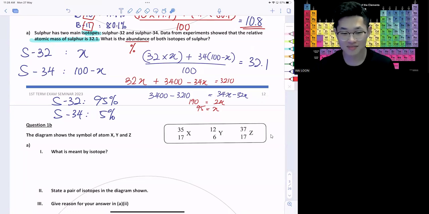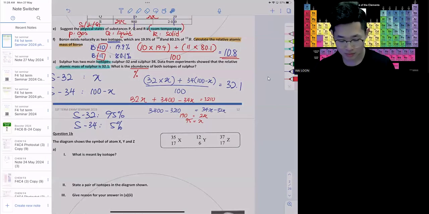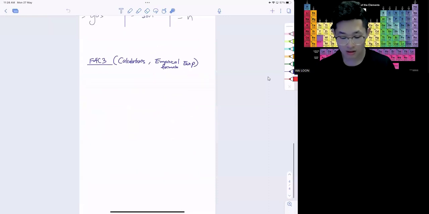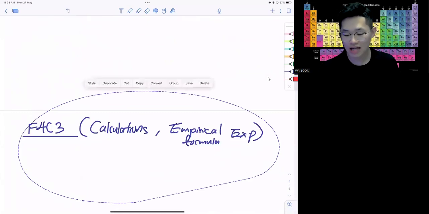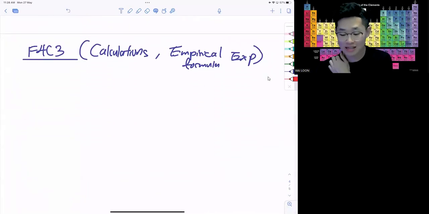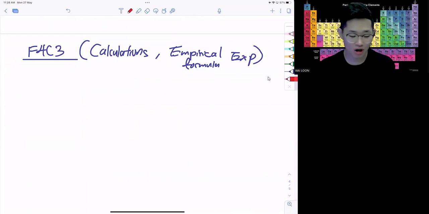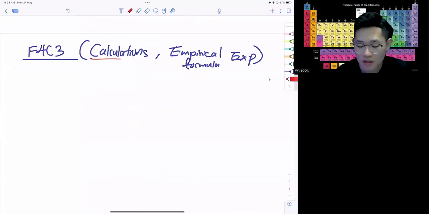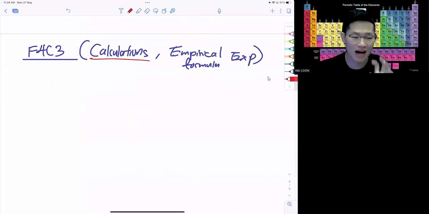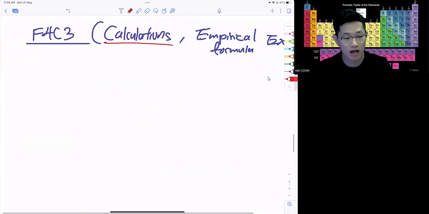Okay, let's continue. Now we got to do chapter 3 of all. Calculation and also the empirical formula experiment. Calculation, I'm not going to do much, because you can just practice yourself. So here's how you can do the calculation. If you find chemistry calculation very hard and cannot understand the question, this is what you can do.